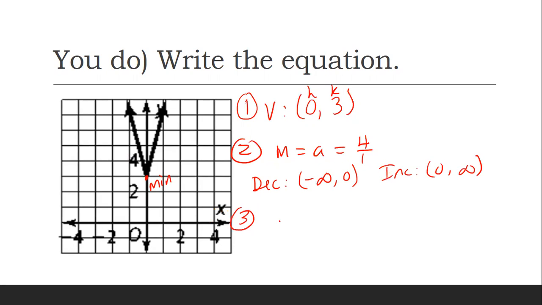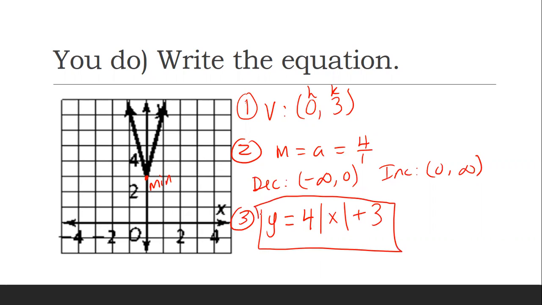So we put all of it together and we get y equals what? What's my a? 4. Did I have an h? No. And what's my k? So y equals 4 absolute value of x plus 3. All right, so these are page 71 of your notes.